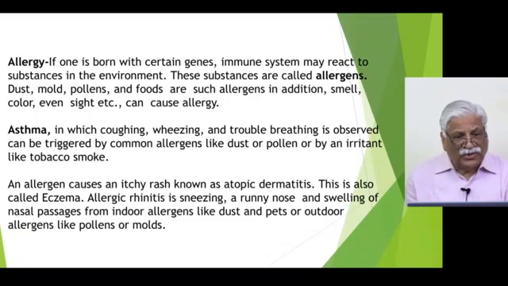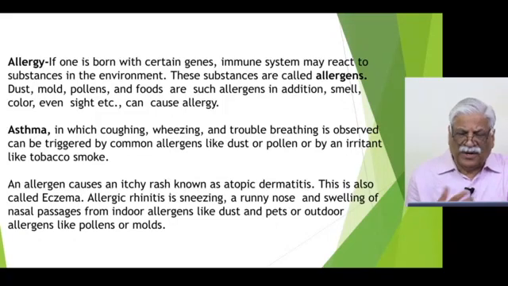Asthma. This is also an immune disease in which coughing, wheezing and trouble in breathing is observed, and this can be triggered by common allergens like dust or pollens, or by an irritant like tobacco smoke. An allergen causes an itchy rash known as atopic dermatitis, and this is also called eczema. Allergic rhinitis is basically sneezing and running nose and swelling of nasal passages, and it is because of indoor allergens like dust and the hairs of pets, or outdoor allergens like pollens or molds.